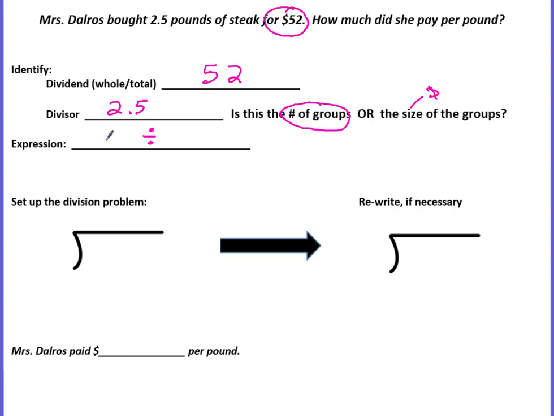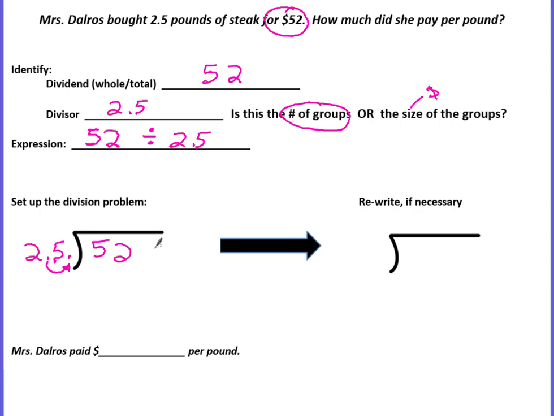Okay, so our expression, the whole number goes first, which is the 52. I shouldn't say whole number. The whole amount, or the total amount, which is the 52, goes first, and our divisor is 2.5. Setting it up, the first number goes inside the house, and the 2.5 goes on the outside. Okay, look at your divisor. Is it a whole number? No. If it's not a whole number, you have to move that decimal point until it becomes a whole number. So I had to move it one time.